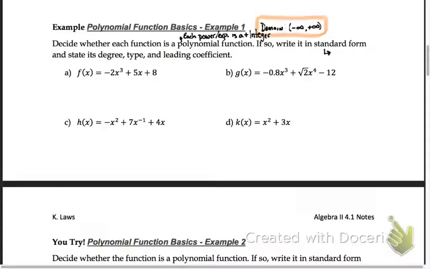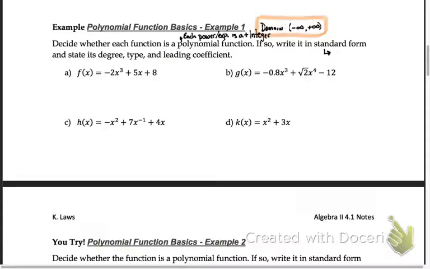Positive counting numbers. That means if it's a positive counting number, what type of number can it not be? It can't be a negative. What else can it not be? It can't be imaginary. What else? A fraction. So it can't be a fraction. It can't be a square root of an x variable. That's a square root function that's over here on the wall.